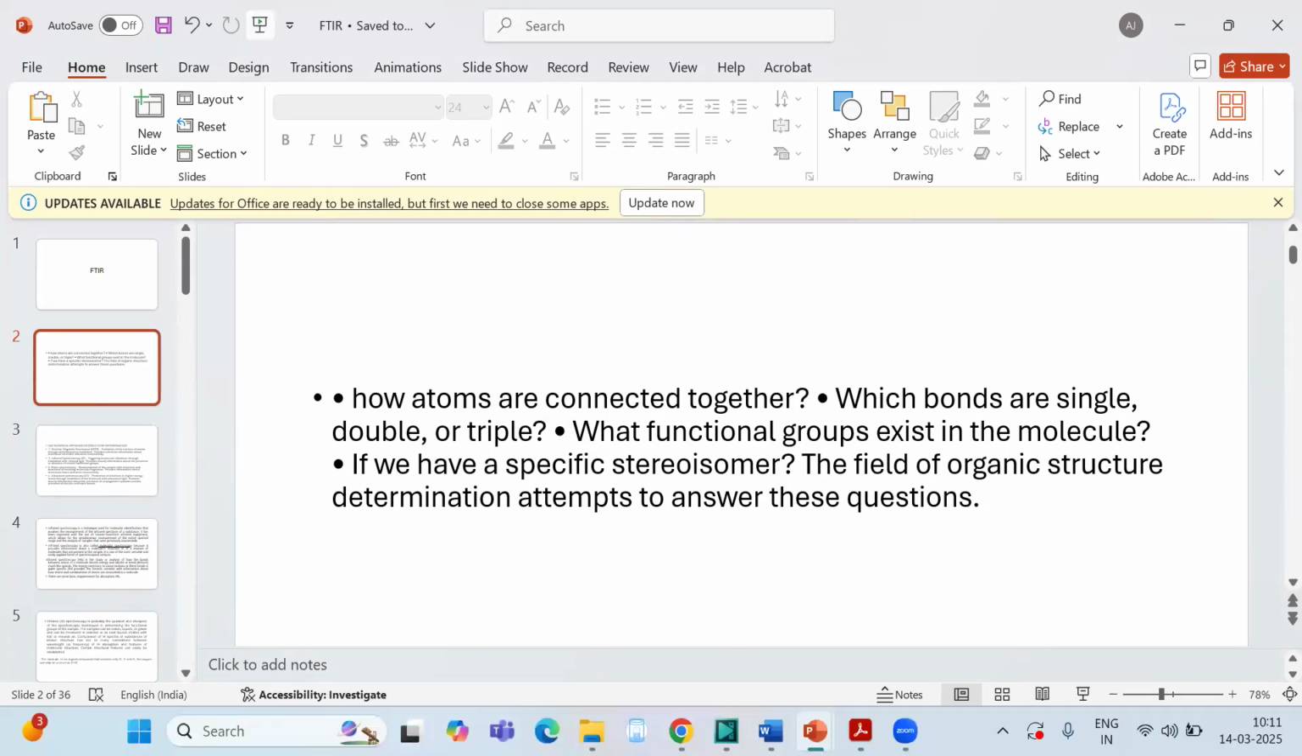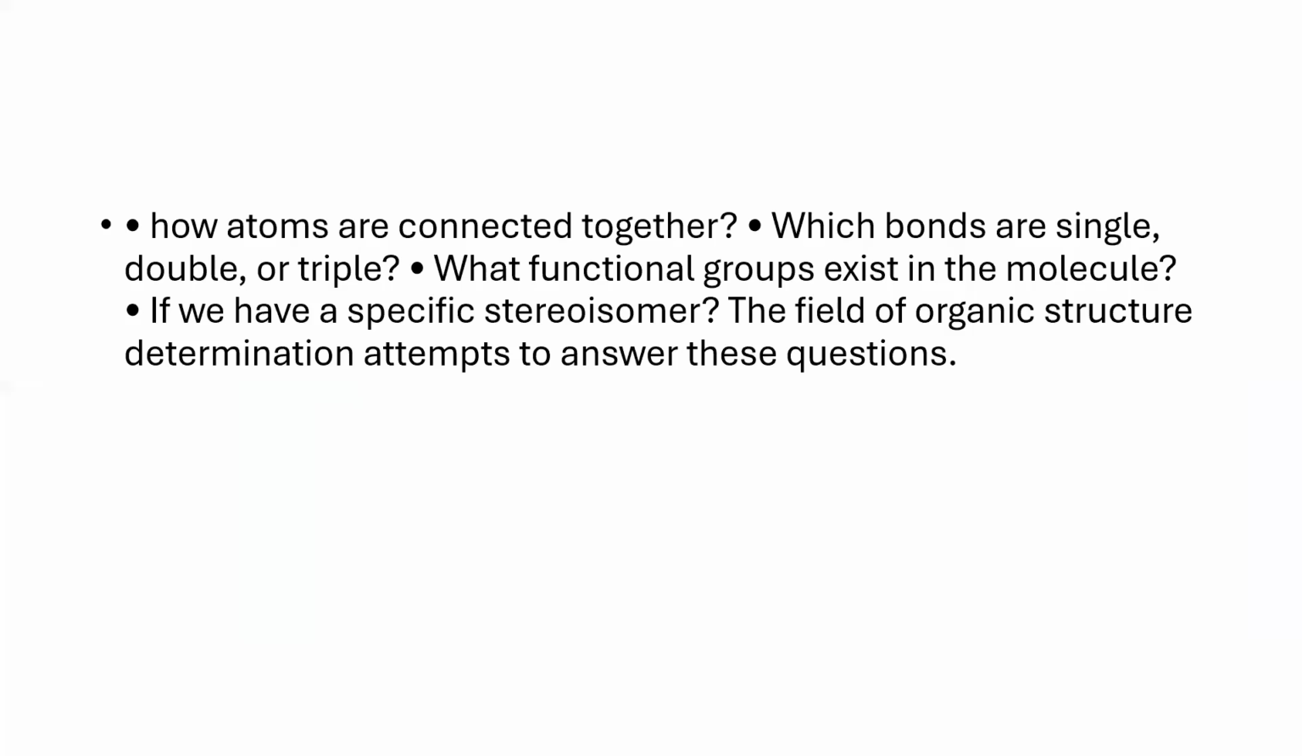Now, when it comes to FTIR, just ask yourself how atoms are connected together, which bonds are single, double, or triple, what functional groups exist in the molecule, and whether a specific stereoisomer is present. In short, the organic structure is on account of the atoms, how they are linked to each other, what kind of structure gets developed by joining these atoms in a particular form, and what functional groups get attached. That organic structure is responsible for its functionality, so it is essential to determine the organic structure of molecules.